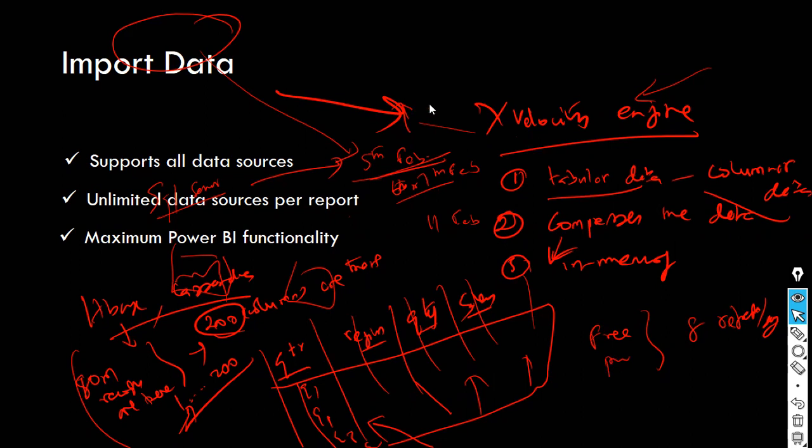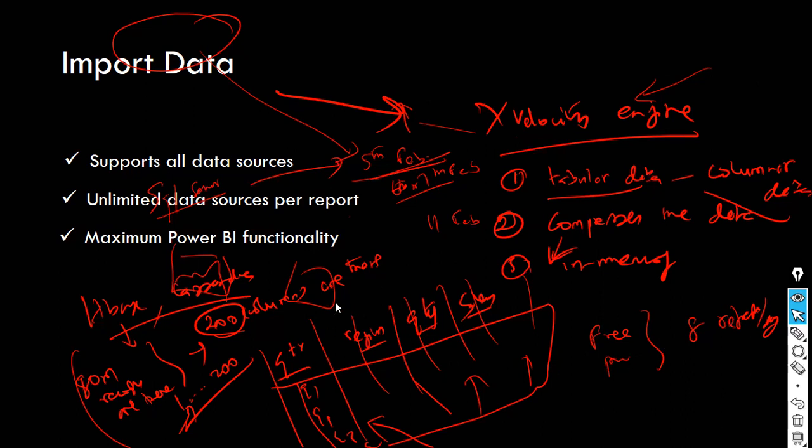So now we understood what happens behind the scenes when you use the import connectivity mode, which is the commonly used one. The xVelocity engine comes into the picture whenever you use import connectivity mode, and it carries out these 3 steps. And the disadvantages, the limitations. But with premium, you don't have to worry about this.